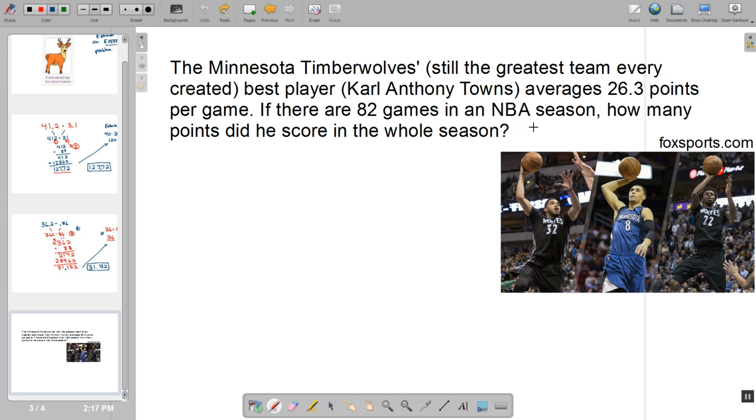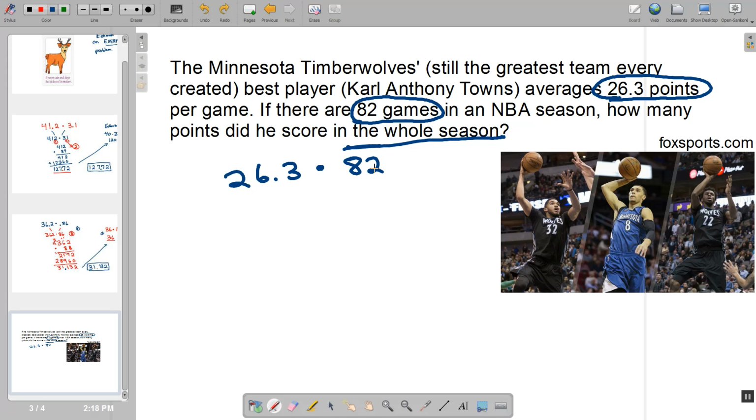Okay, so let's try to find the important information here. I think right here, he scores this many points each game. That's really important. And then there are 82 games in an NBA season. How many points did he score in the whole season? So I feel like that's the important part of the question. This certainly seems like a multiplication problem to me. So it's going to be 26 3/10 times 82.